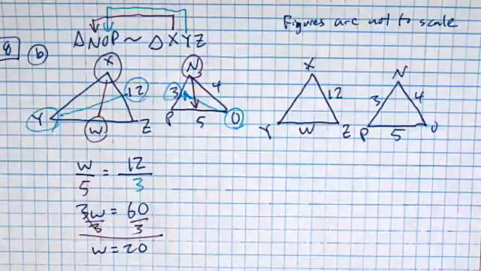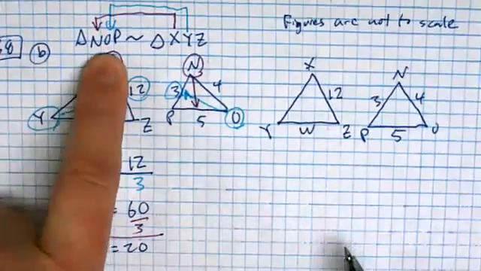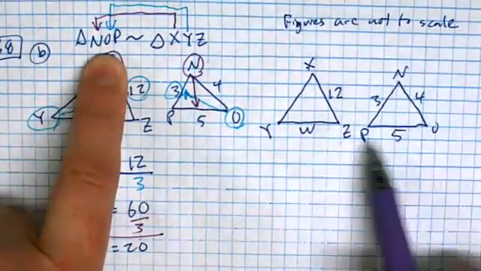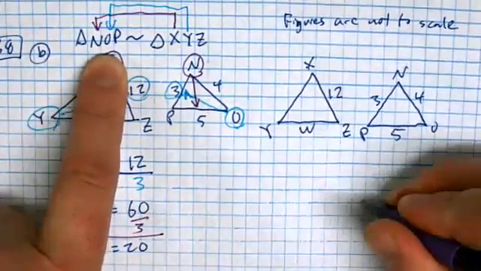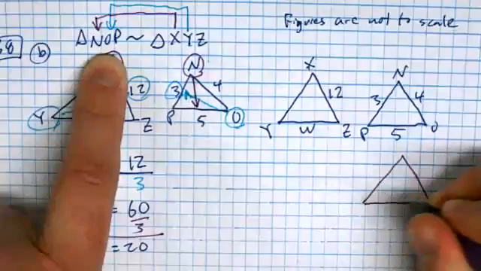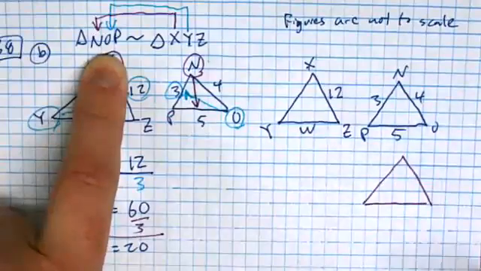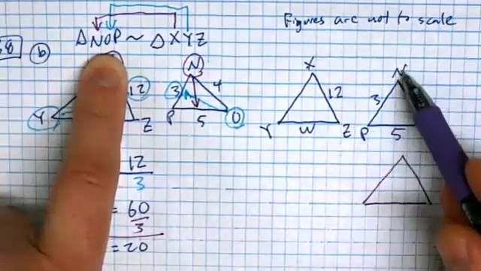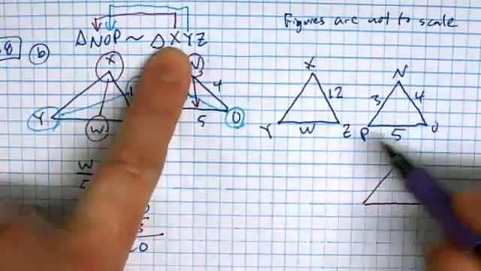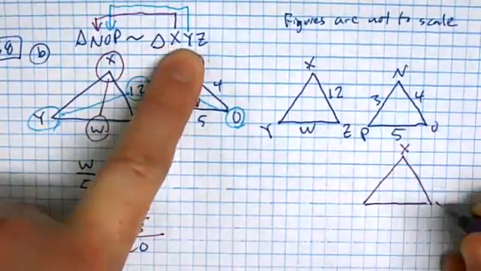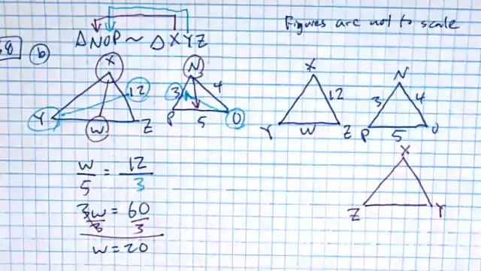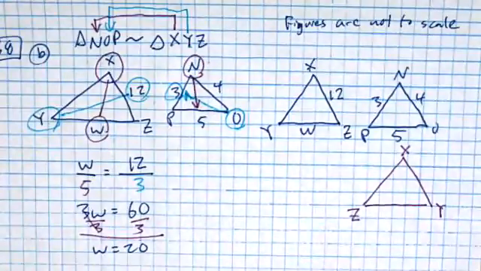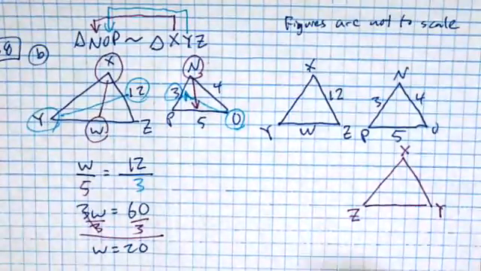All right, so here's another way that you can do this. This is my similarity statement. And see how it went NOP? I'm going to redraw my other triangle underneath it. And I'm going to relabel. This went NOP, right? So first, second, third. Here it went X, second, and then third. I'm going to make this second triangle match up with the first one. And then I'm going to go figure out where the W and the 12 end up.